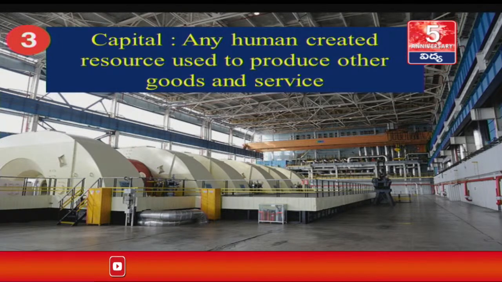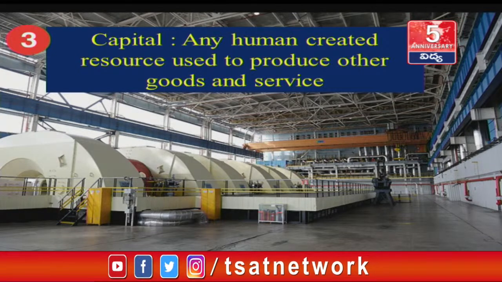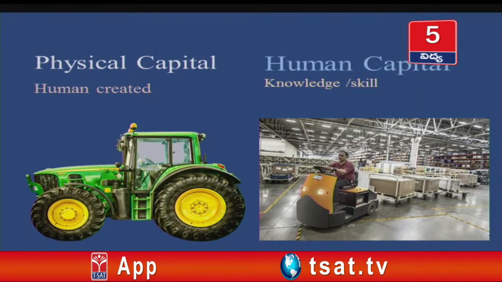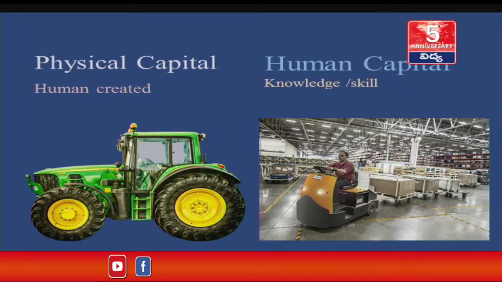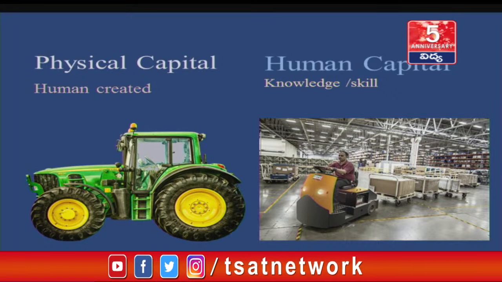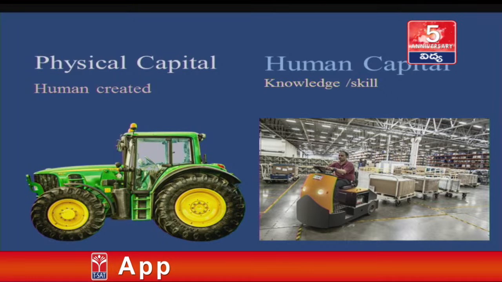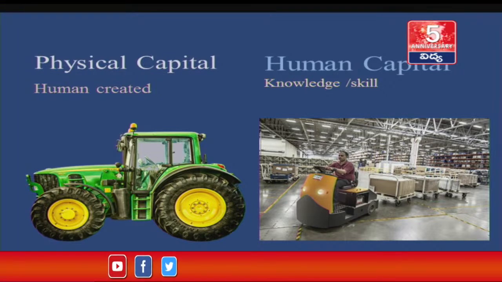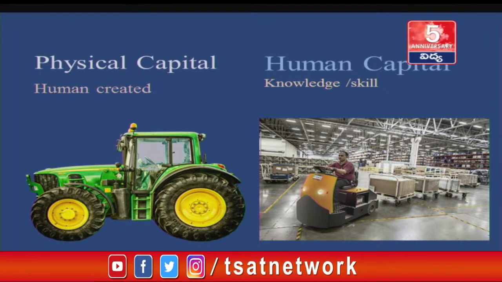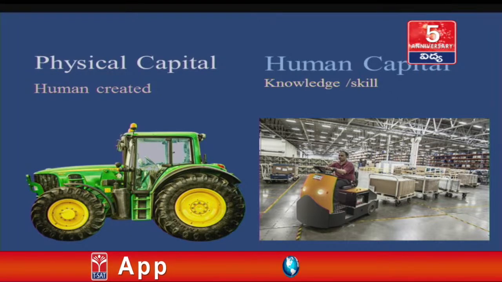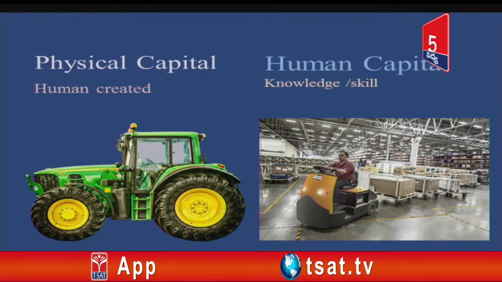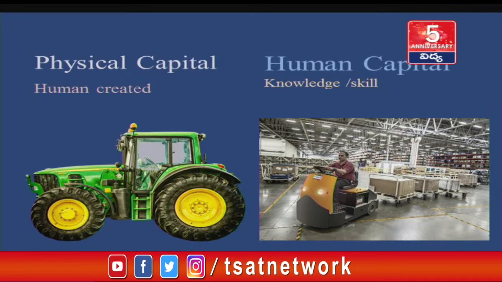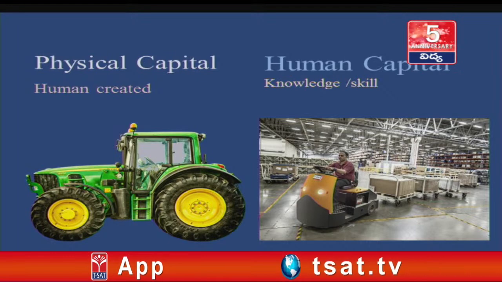Any human-created resource used to produce other goods and services, we call capital. To prepare one item, there is a need for certain things. Capital we divide into 2: physical capital and human capital. If you see the tractor, it is a physical capital. Why? Because it is created by man, and it is used for various purposes. And human capital means that for the tractor and other machines, there is a need for knowledge and skill to operate them, a need for proper human resources. When the human capital is good, then the production will be very good. So, physical capital and human capital, these 2 are very important for our production.